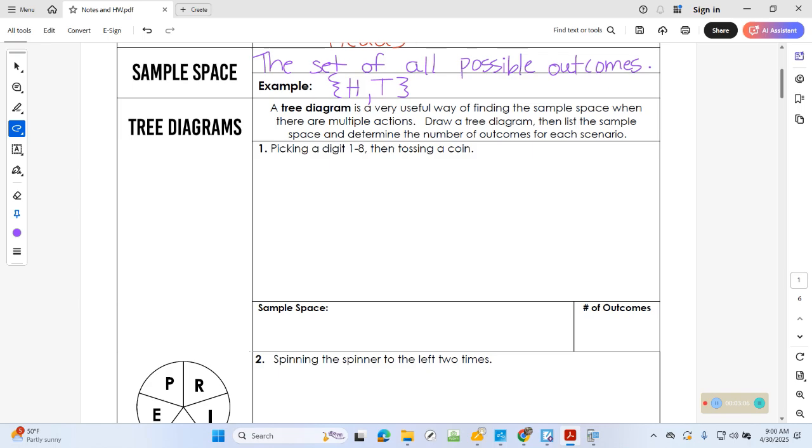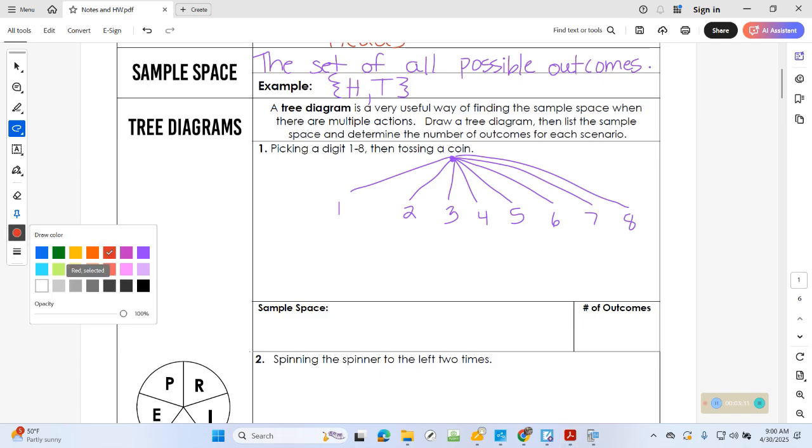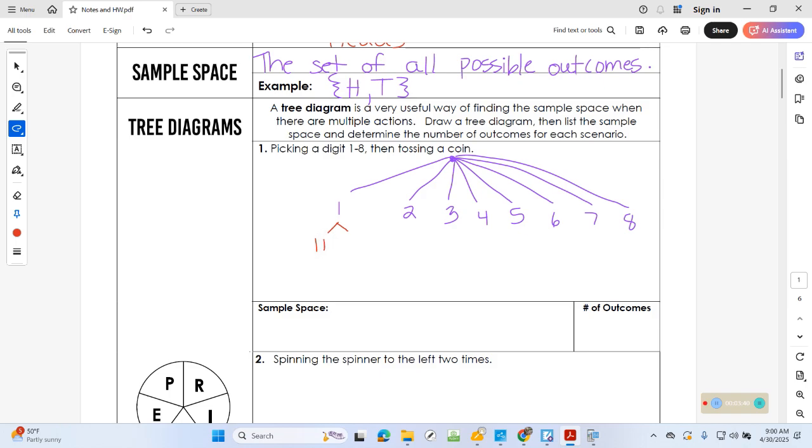I'm going to start with just a dot here in the middle. Now, we're talking about picking a digit 1 through 8. So we're going to have all these branches: 1, 2, 3, 4, 5, 6, 7, 8. Okay, still going. So there's my 1 through 8, and tossing a coin. Well, we just talked about this. What are your outcomes for tossing a coin? Heads or tails. So we could have a 1 and then heads or tails.